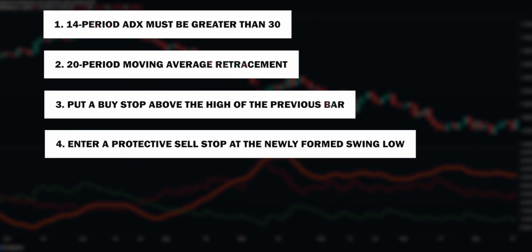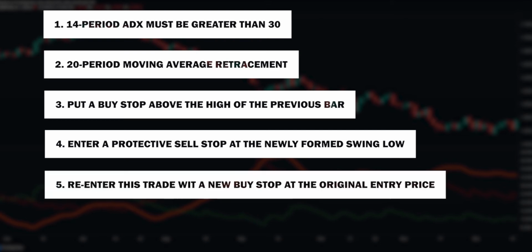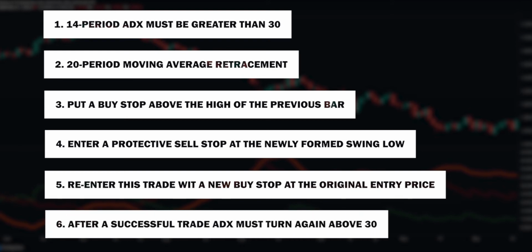Once filled, enter a protective sell stop at the newly formed swing low. Trail the stop as profits start rising and look to exit at the most recent swing high. If you think the market may continue its move, you might exit part of the position at the most recent swing high and tighten stop on the balance. If stopped out, re-enter this trade by placing a new buy stop at the original entry price. After a successful trade, the ADX must once again turn up above 30 before another retracement to the moving average can be traded.